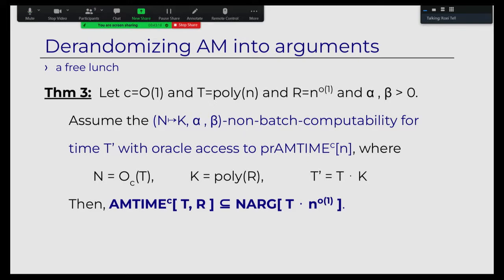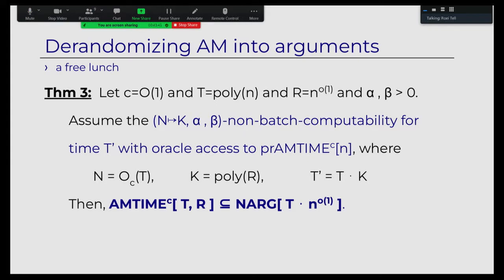And I won't go into the parameters in depth, I will mention them, they make sense. The function is over roughly t bits, and it outputs k, which is n to the little o of 1 bits, and its hardness is with respect to the fixed running time t times k. It's not crucial. If you walk through the proof, this is the correct value. Then we can de-randomize AM into arguments without paying for it at all.